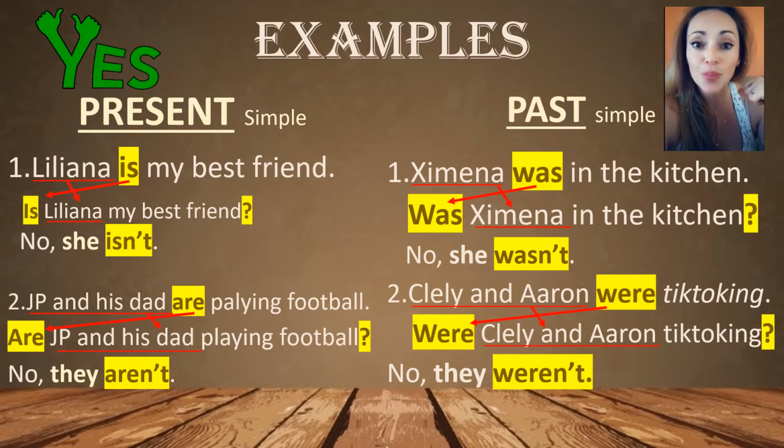Example number two. Clely and Aaron were TikToking. Were is the verb to be in past simple, and it's going to be our auxiliary to start the question. Were Clely and Aaron TikToking? Question mark. And the short answer will be no, comma, they weren't.